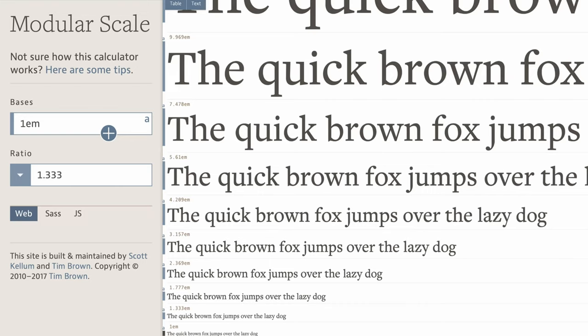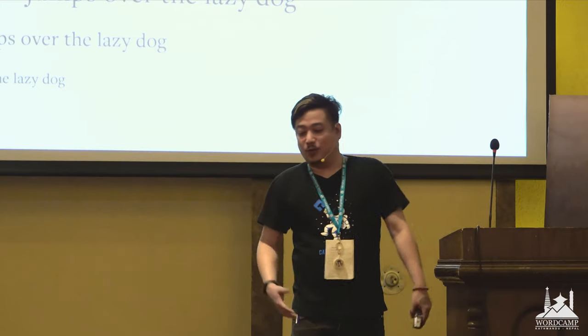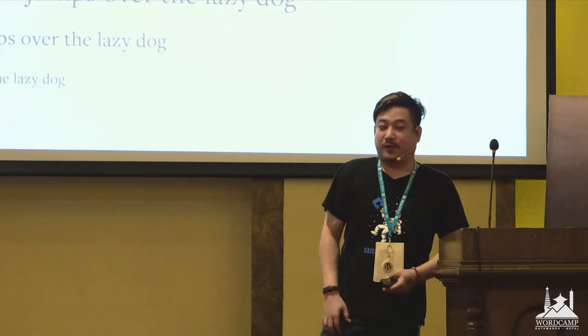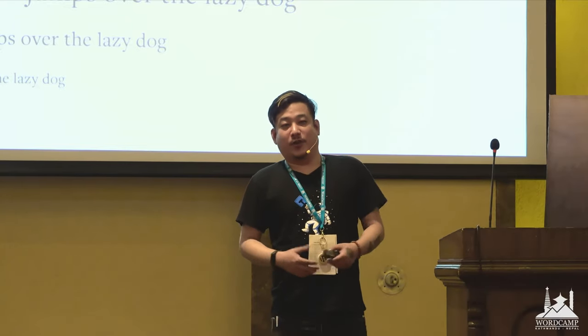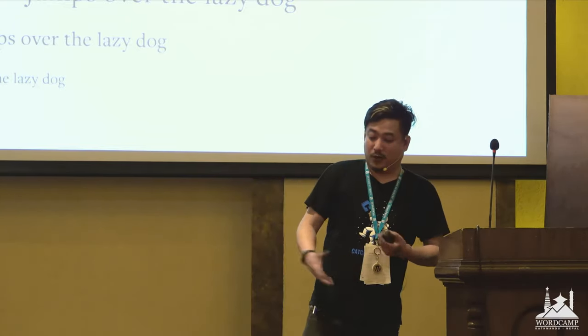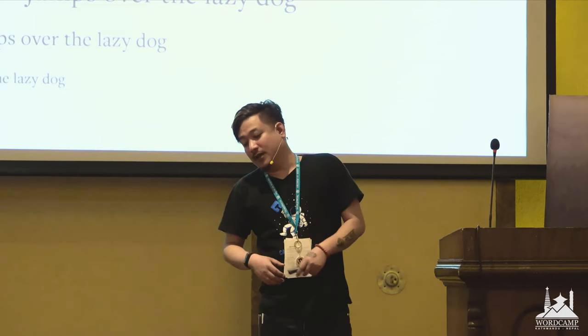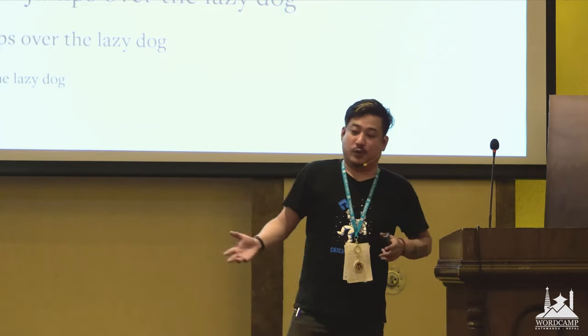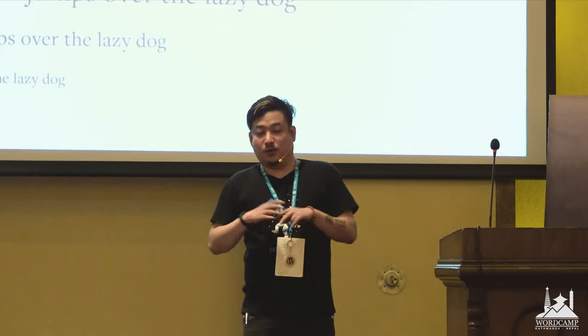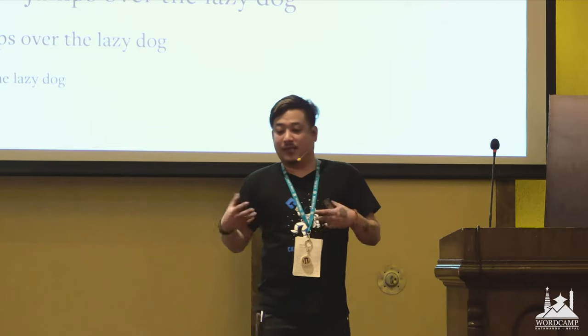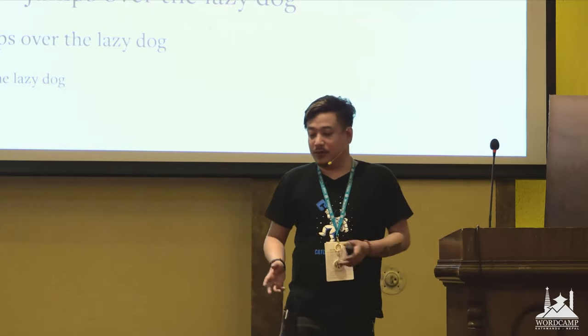So how do we do that? How do we calculate headings? That's where our good friend modular scale comes in handy. This is a very good website. I really used to play around with this website a lot during my early days. You can also check it out yourself. There are many other websites as well that you can Google yourself. But for this example, I have chosen modular scale.